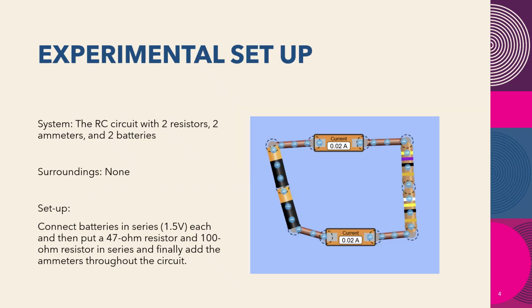So for the first part of the lab, the experimental setup is as shown on the right, where you have 2 batteries, 2 resistors, and 2 ammeters measuring the current. The surroundings of this circuit is none.